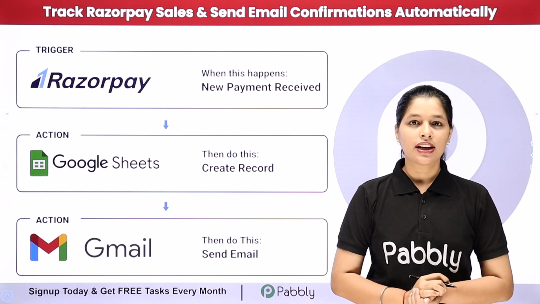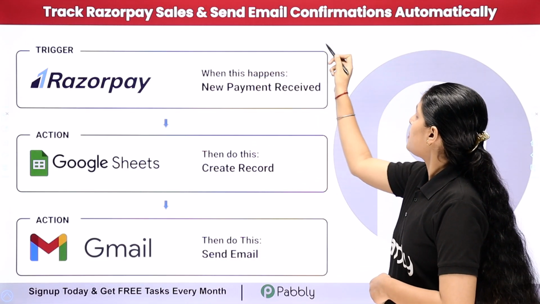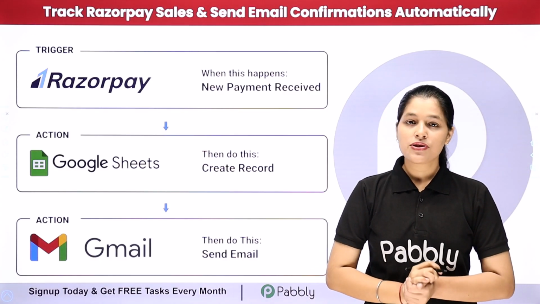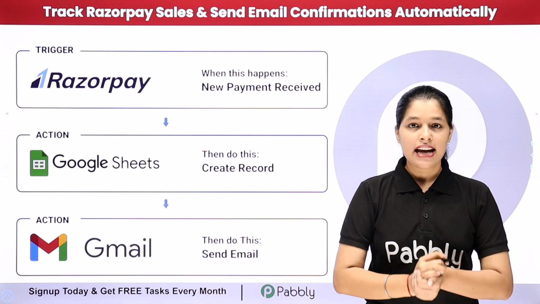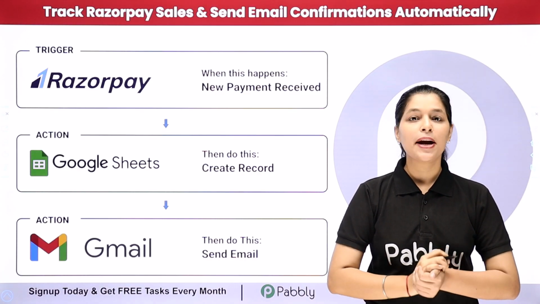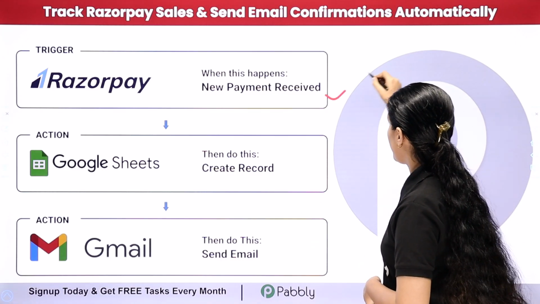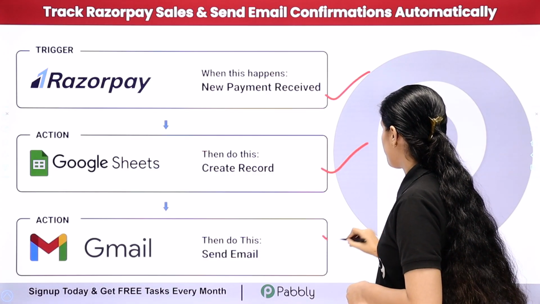So in this video we are going to learn how to track Razorpay sales and send email confirmations automatically. I run a business where I want to send email confirmations via Gmail for the Razorpay sales and add a record to the Google Sheet. So my objective is, as soon as a new payment is received over Razorpay, I am going to create a record in Google Sheet and send emails via Gmail.